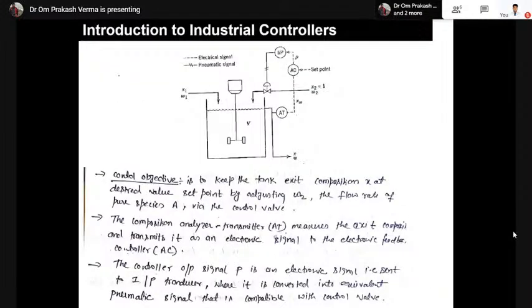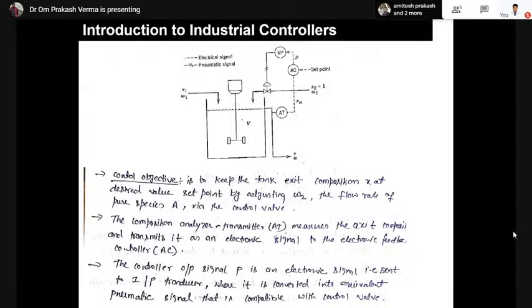Okay. So now come to the industrial controllers. What do you mean by industrial controller? What is the industrial controller? What is the objective of the industrial controller?